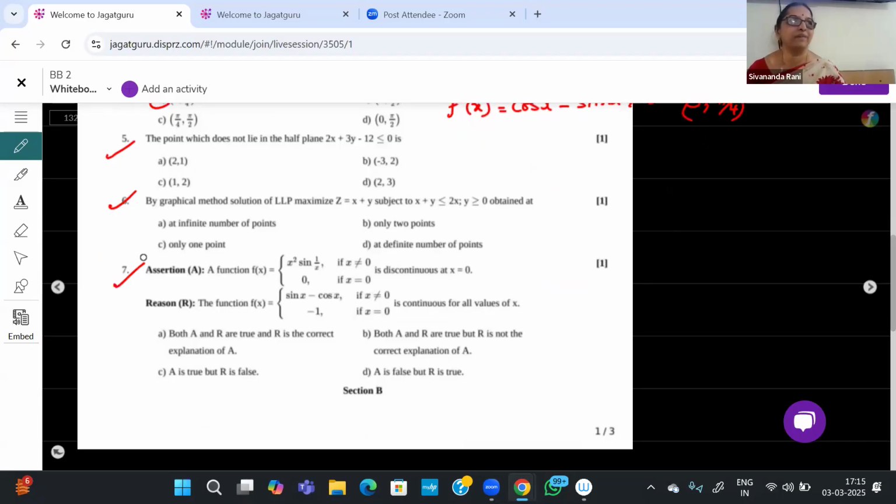Zero. It can't be. If you take a test point somewhere between 0 and pi by 4, it will be true. But if you take anywhere between pi by 4 to pi by 2, it will become negative.